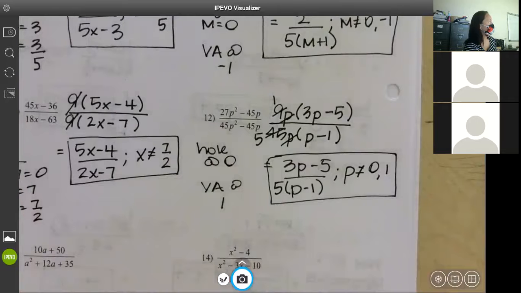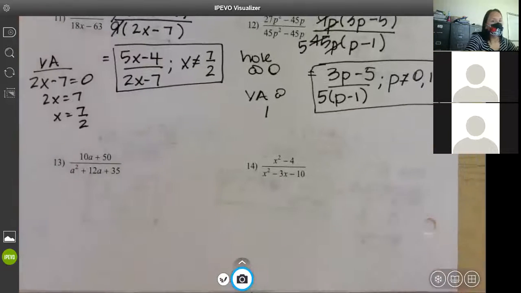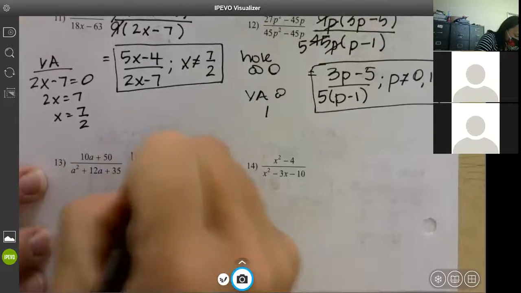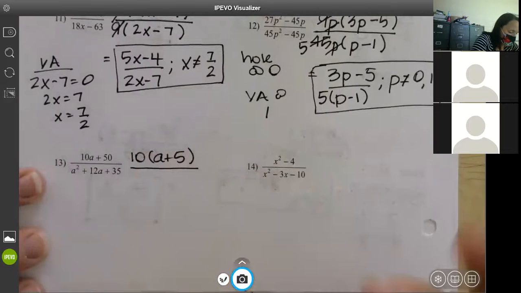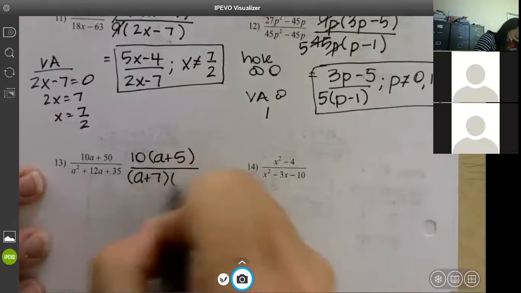Any questions so far? Everybody okay? All right, let's look at number 13. What can I take out of 13? A 10 leaves me with a plus 5. On the bottom, factors of 35 that add to 12. A plus 7, a plus 5.